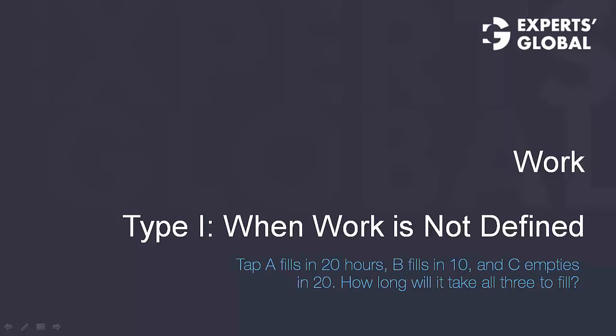A session on work, type 1. When work is not defined, we can assume the work to be 1 unit. Look at this question here. How do we solve this? Tap A fills in 20. So 1 divided by 20 for A, plus 1 divided by 10 for B. For C, it is 1 divided by 20. All of this times, let's say K hours, is what it is going to take.